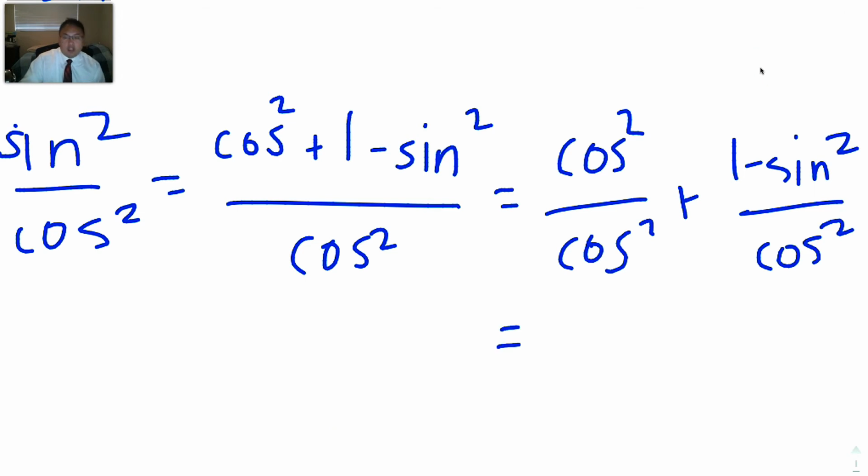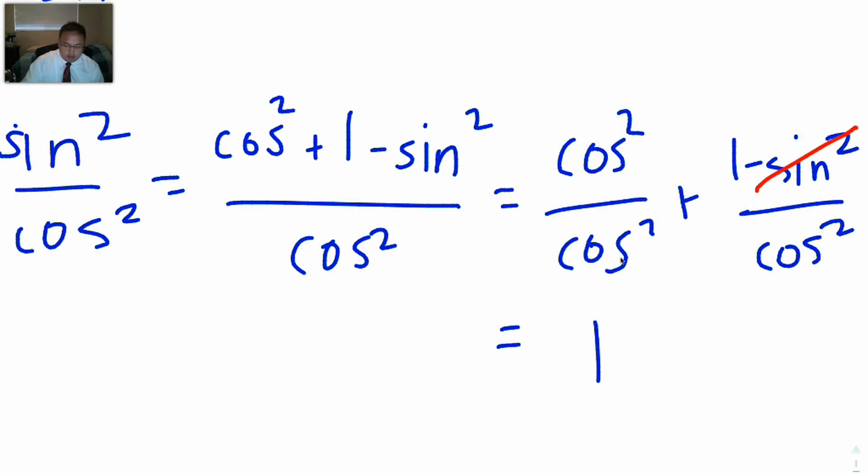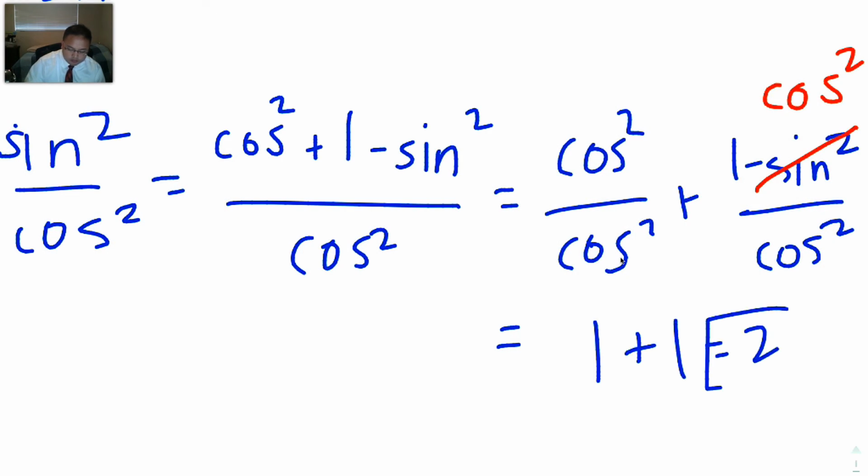So up here, I have cosine squared over cosine squared, so this is just going to equal 1. As I had mentioned earlier, this 1 minus sine squared means the same thing as cosine squared. And again, cosine squared over cosine squared is 1, which means I have 1 plus 1, which is also equal to 2.